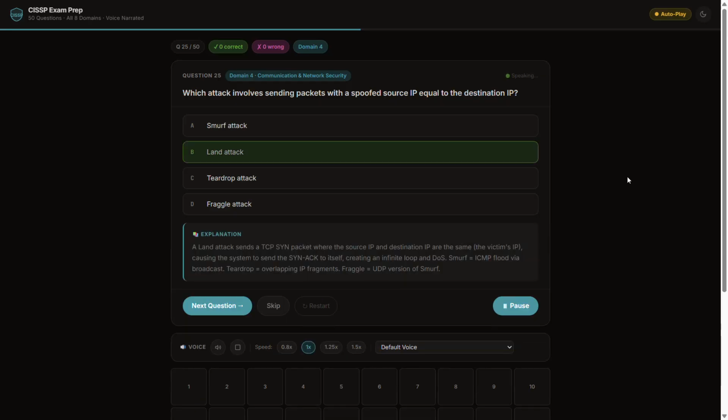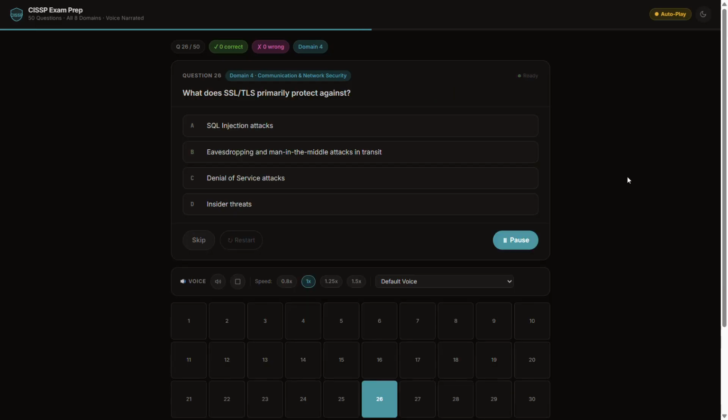Correct answer: B. A land attack sends a TCP SYN packet where the source IP and destination IP are the same, the victim's IP, causing the system to send the SYN-ACK to itself, creating an infinite loop and DoS. Smurf equals ICMP flood via broadcast. Teardrop equals overlapping IP fragments. Fraggle equals UDP version of Smurf.